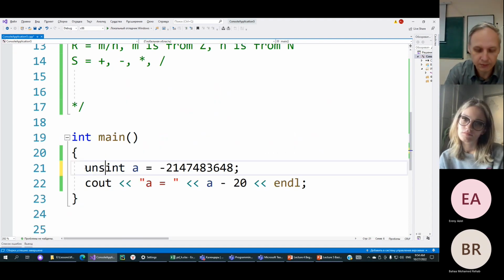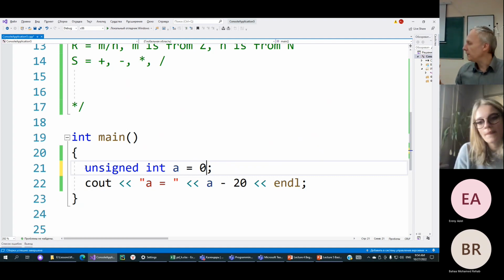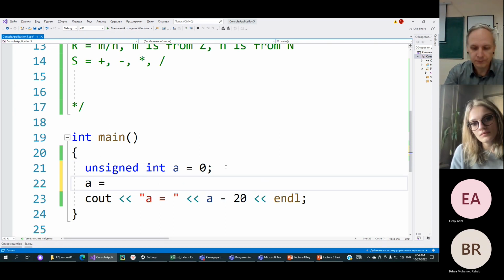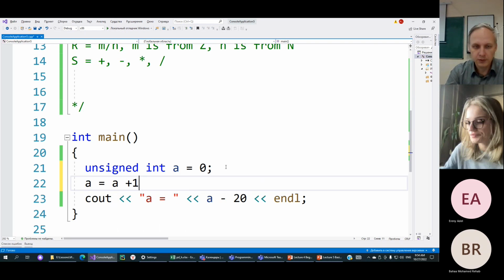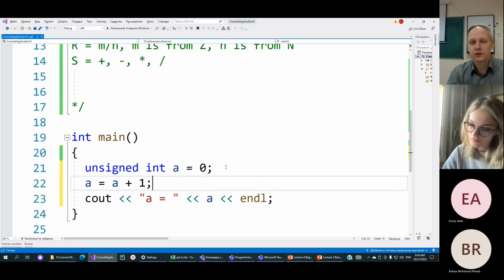The keyword unsigned means that now the value of the variable A can be only positive. Only positive numbers. Well, if I write, for example, A equals A plus 1, and after that I output to the screen, we see 1.